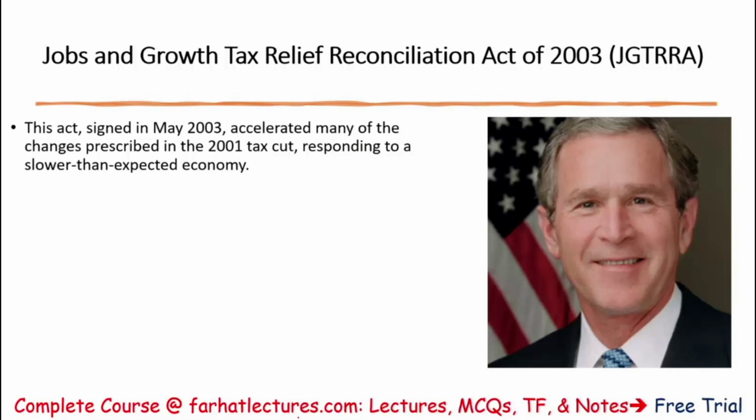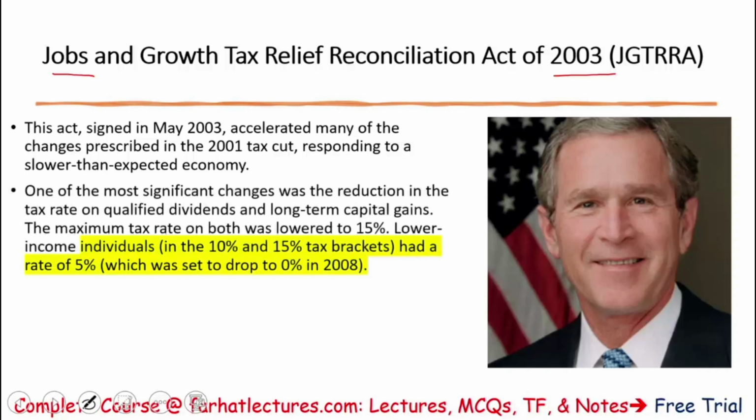Again, there was another act in 2003 because the 2001 act did not really do the job. After June 2001, we had several events. One of them is obviously the September 11 attack, then the dot-com bust. Enron and WorldCom had to file for bankruptcy. The economy again went down. In 2003, President Bush signed another act, the Jobs and Growth Tax Relief Reconciliation Act, because the economy was slower.